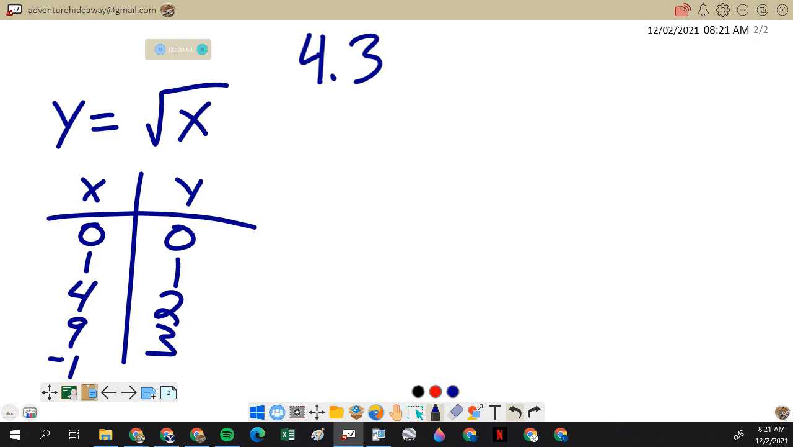I get i. How do you graph i in the coordinate plane? You can't. So negative 1 does not belong to this function, just like every other negative number. If you plug it in, you do not get a real number, which means there's nowhere to graph it, which means there is no graph at negative 1.